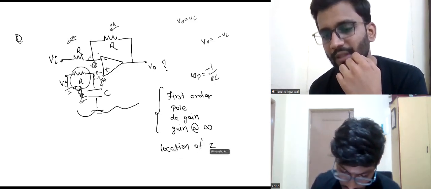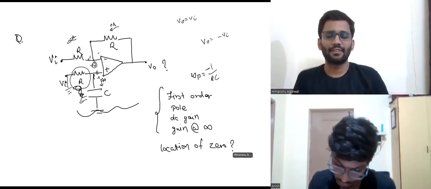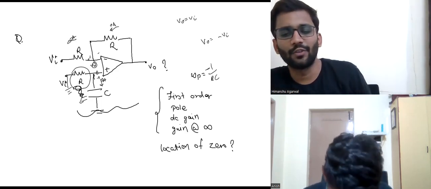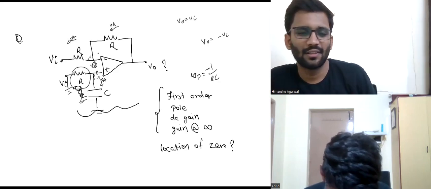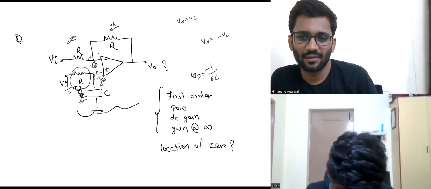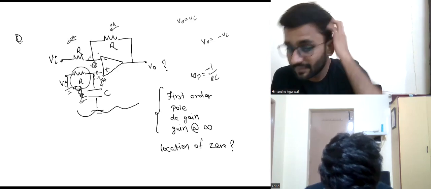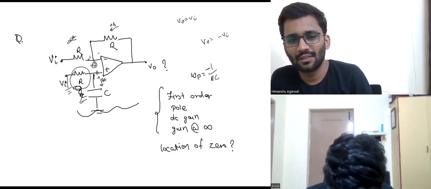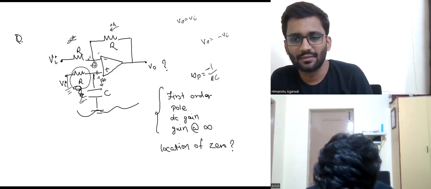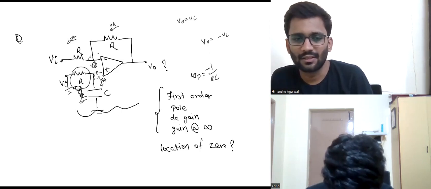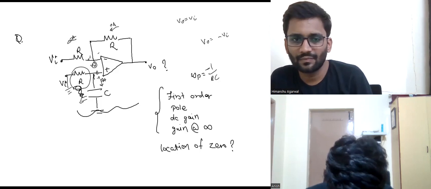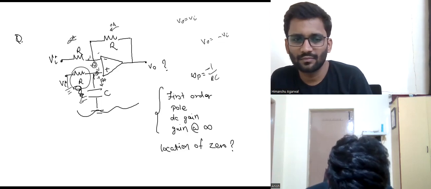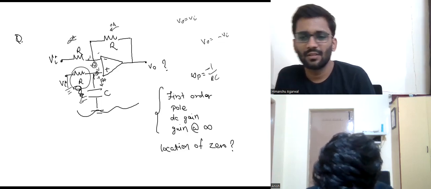So will there be a finite zero or not? First tell me, will there be a finite zero, or will the zero be at infinity? If I make this cap a short circuit, and see whether we are getting any output through it, the charge through this cap is zero, so this will be 0 volts here. Yes, we are getting some finite gain at the output, right?